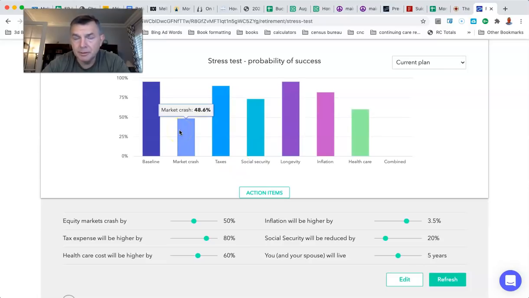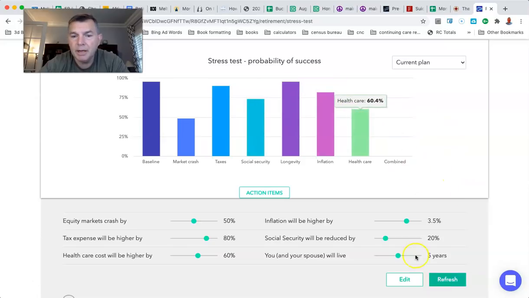So that first couple of years, they've got to make sure that the markets don't kill them. Taxes go up by 80%. It's not going to be a big deal because once they're on Social Security, there is no tax. Social Security drops by 20%. That could affect them greatly. It goes from 95% to 73% if Social Security drops. So you can see all that. And then you just hit this combined.